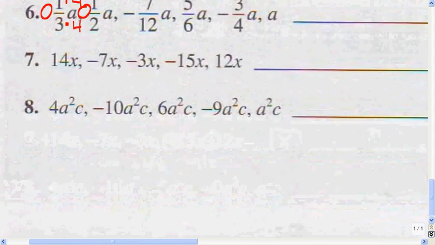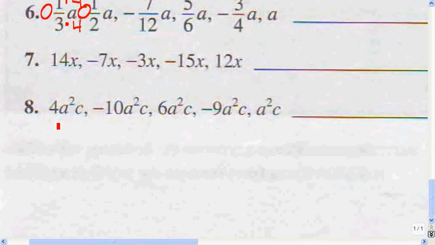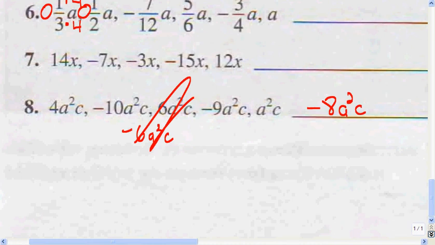I'm going to do this one quick because we're running out of time. Positive 4 minus 10 is a negative 6a squared c. Negative 6a squared c, positive 6a squared c just cancels out. It equals 0. Negative 9a squared c plus a squared c. We subtract because the signs are different. That's going to give us a negative 8a squared c. And that's our answer.